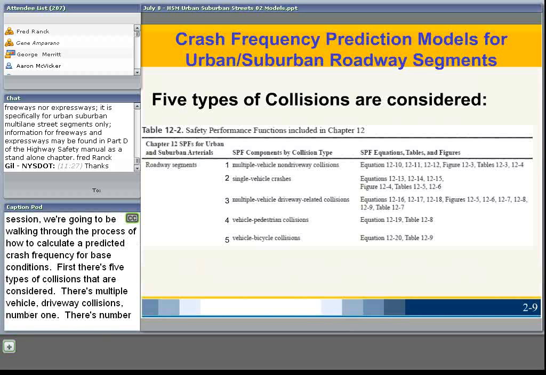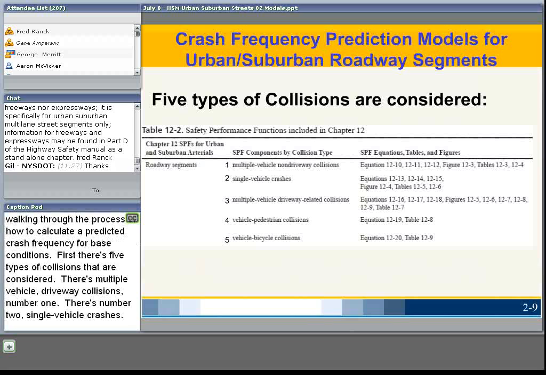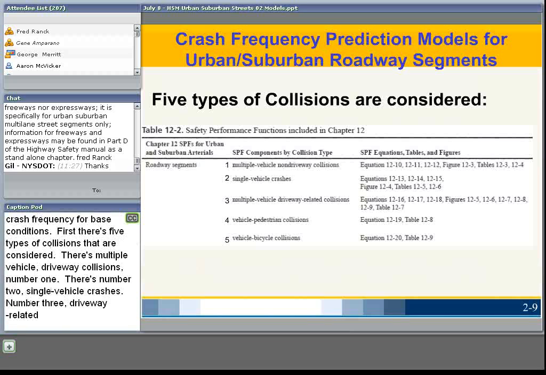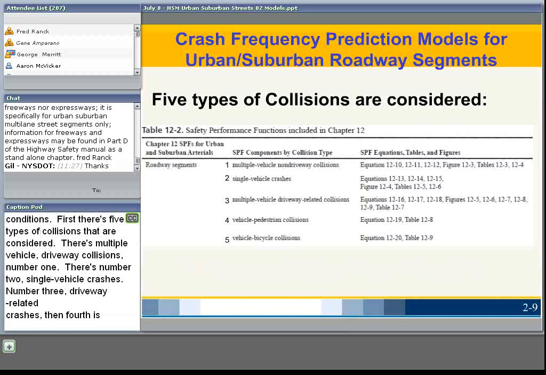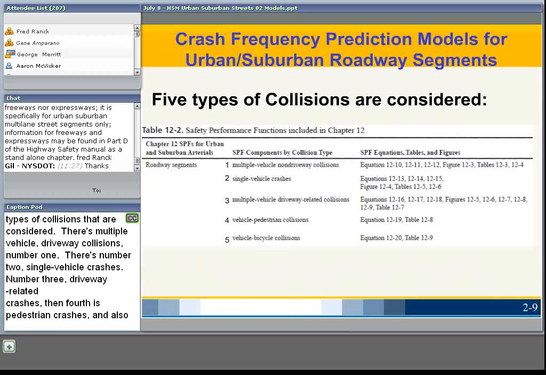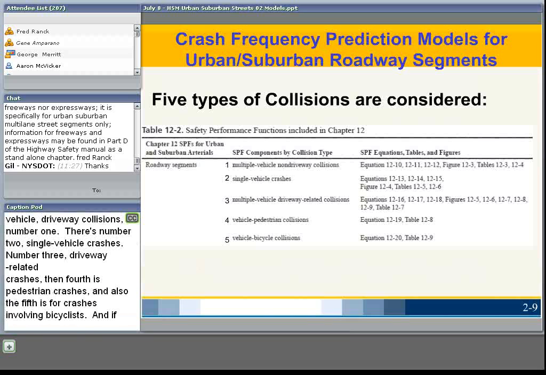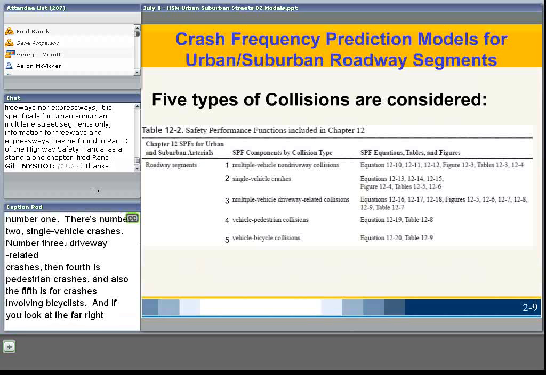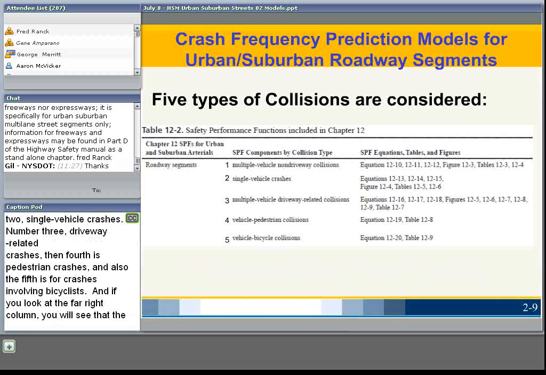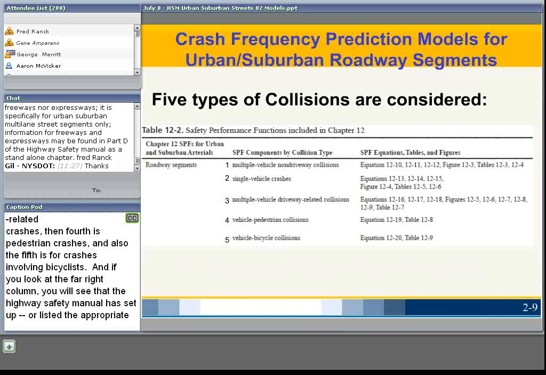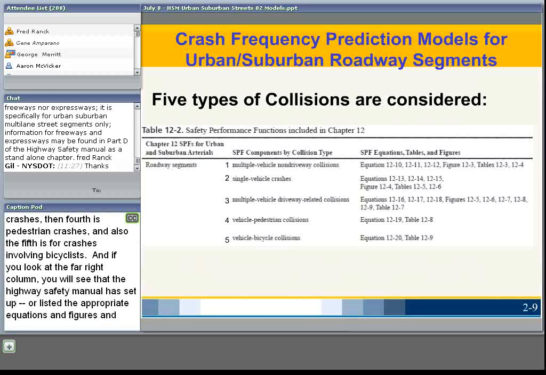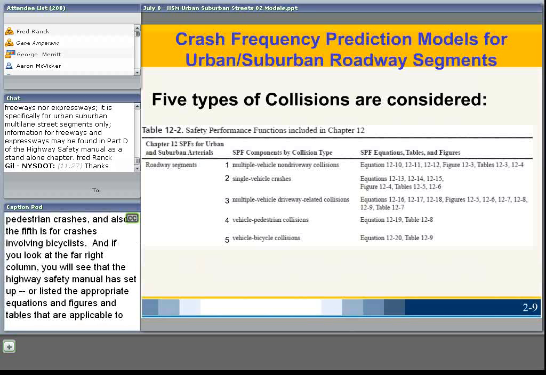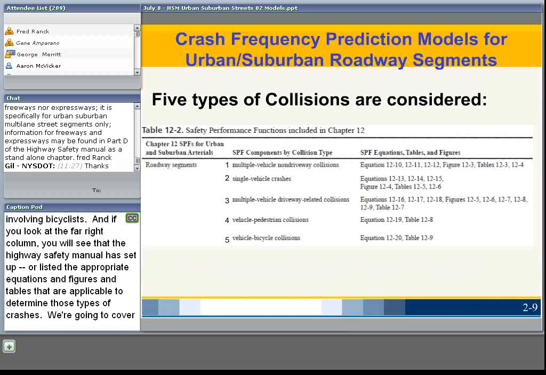In this particular session, we're going to walk you through the process of how to calculate a predicted crash frequency for base conditions. But first, there are five types of collisions that are considered. Number 1 is multiple vehicle non-driveway collisions. Number 2 is single vehicle crashes. Number 3 is multiple vehicle driveway-related crashes. The 4th is pedestrian crashes, and the 5th is crashes involving bicyclists.